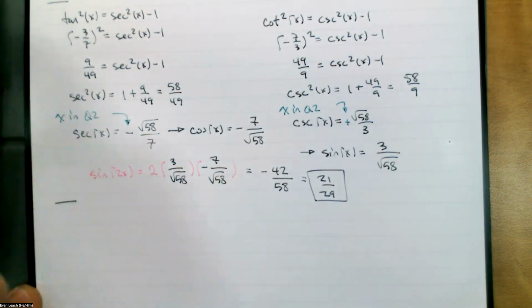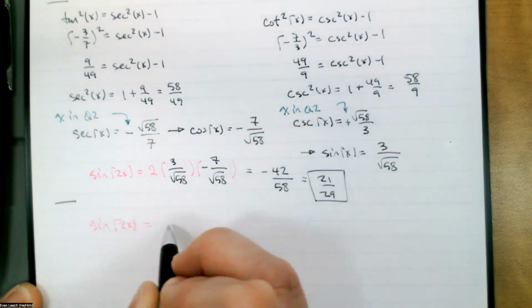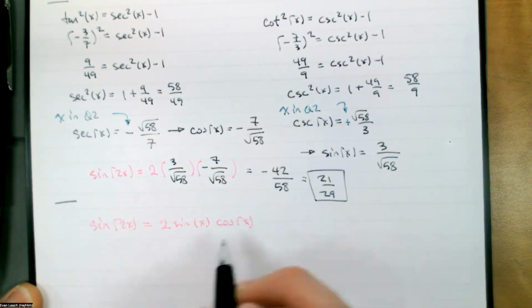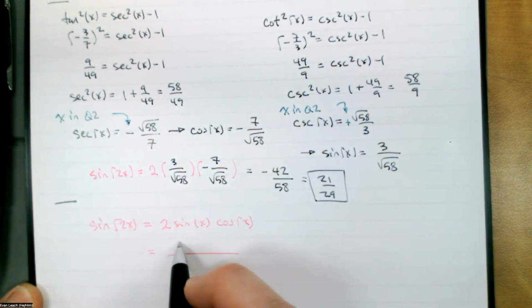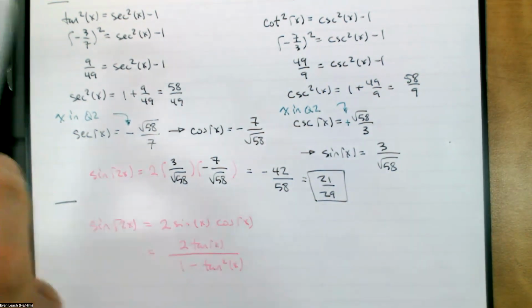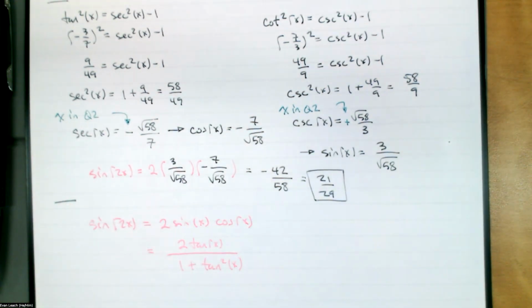We not only have sine of 2x is 2 sine x cosine x. We can also write sine of 2x as 2 tangent x over 1 minus tangent squared x. Oh, sorry, 1 plus. And you're thinking, well, wouldn't that be easier? Since we have the tangent of x? Well, yeah, totally, but that's not the one that came up first.